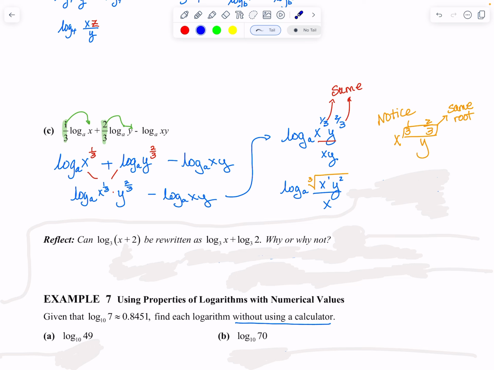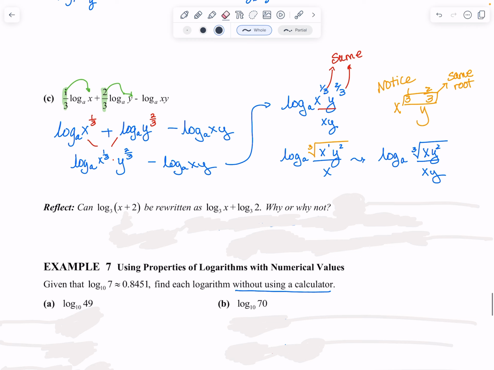But on the y, the bottom is a 3, so I took care of that with my cube root. And the top is a squared, so that goes underneath the cube root. And so finally, I'm just going to get rid of that little 1 on my x. So the final answer is log base a of the cube root of x y squared all over xy.